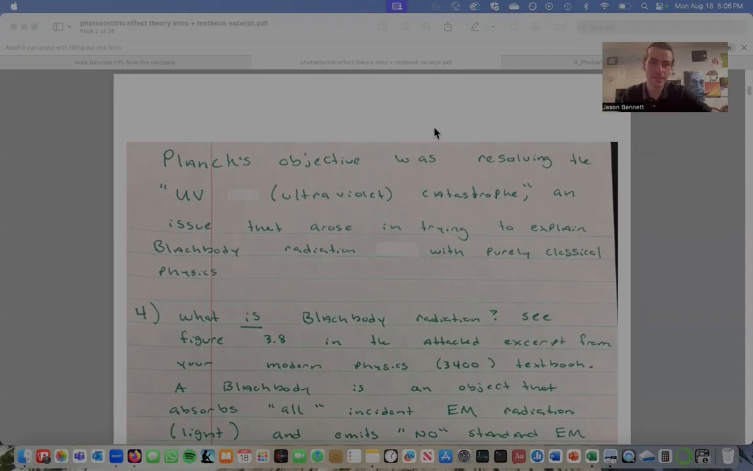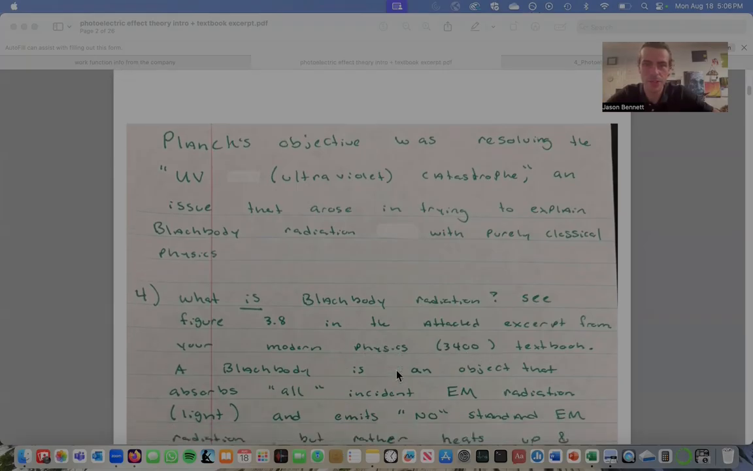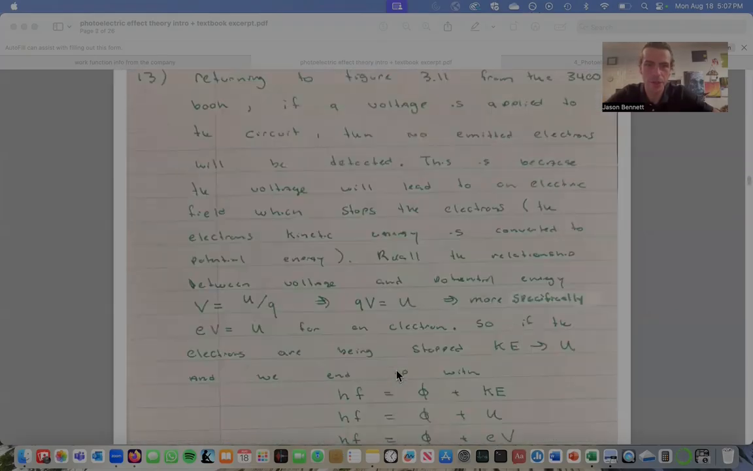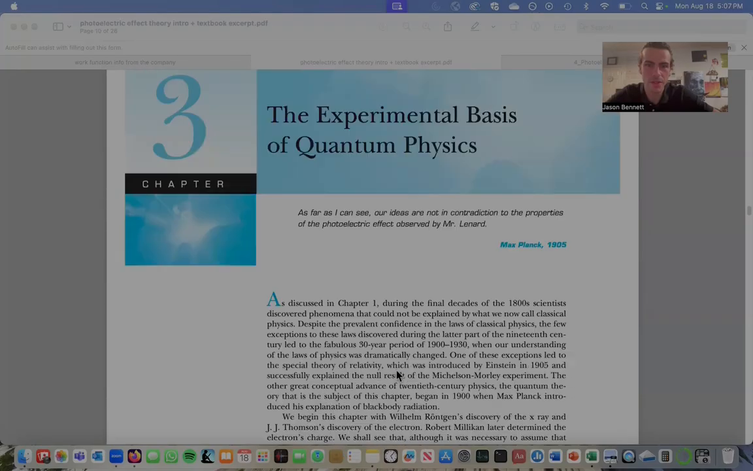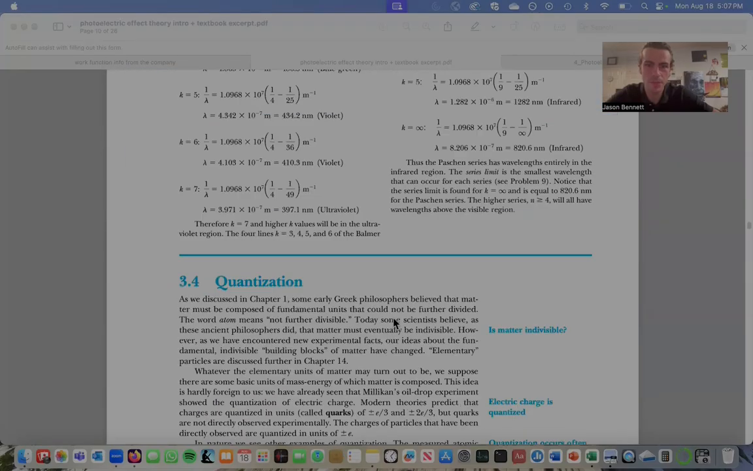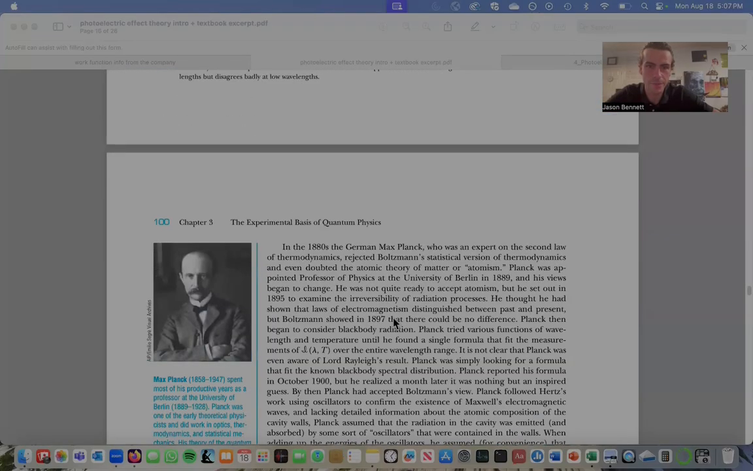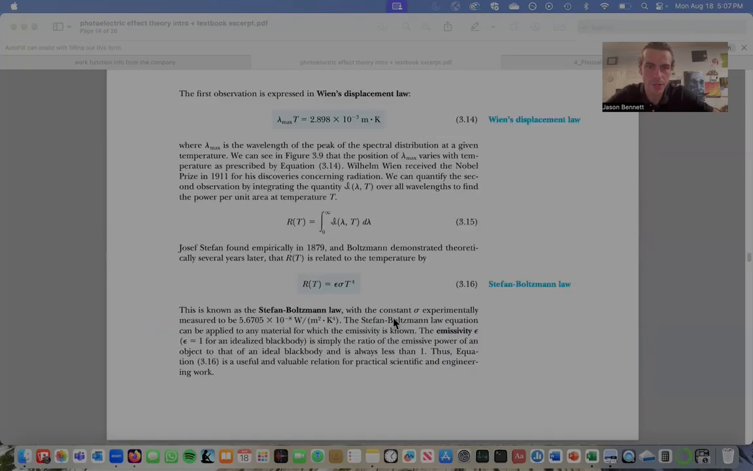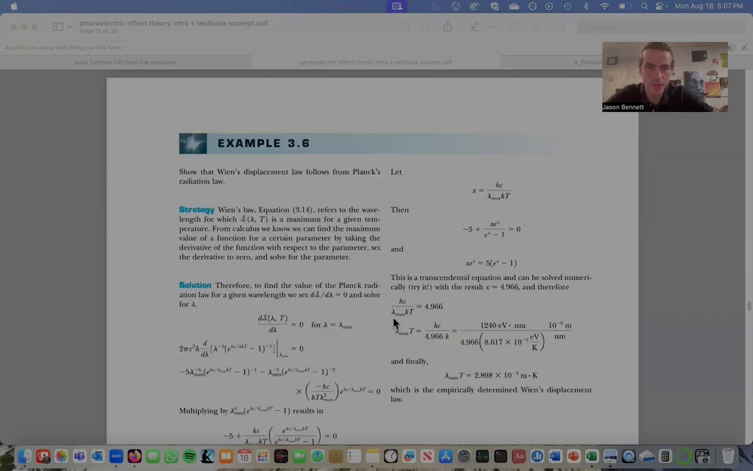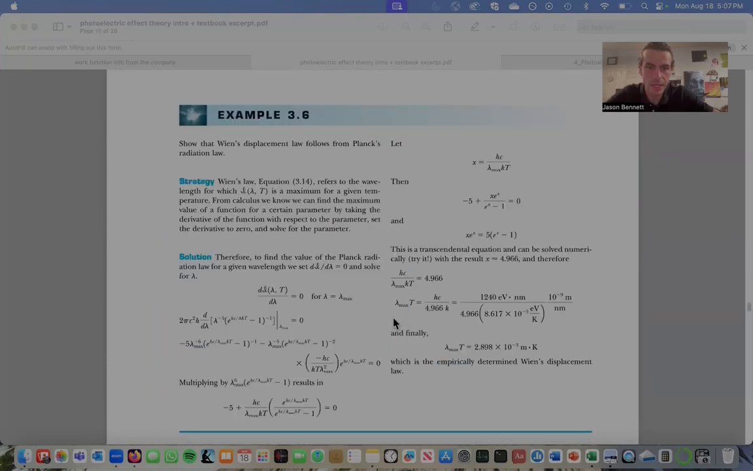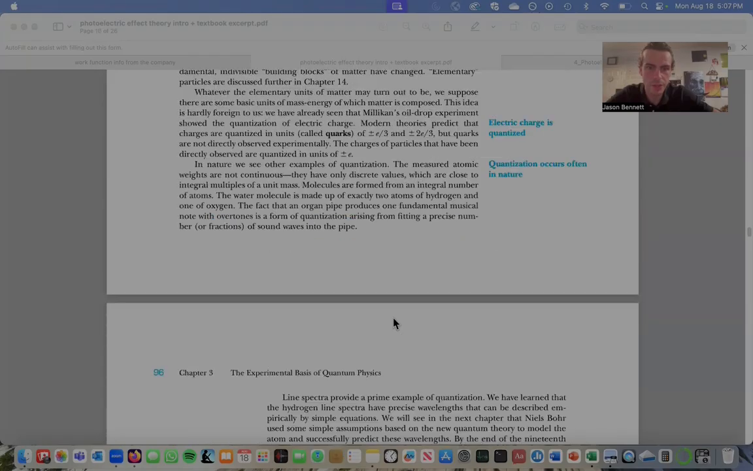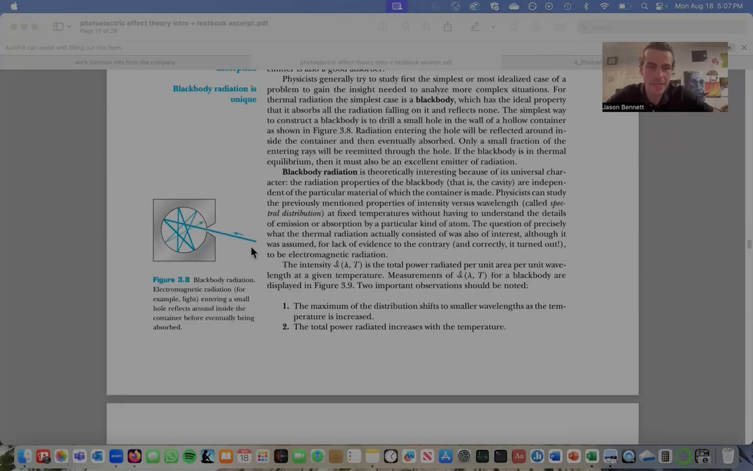So let's just start talking about what a black body is. I'm going to be referring to your modern physics textbook for this one. I've actually put the excerpt that I'm talking about attached to this PDF as well. So let's look at this figure 3.8. This is chapter 3 in your book. 3.8. Here is a black body somewhere. There it is. So light goes in and can't escape.